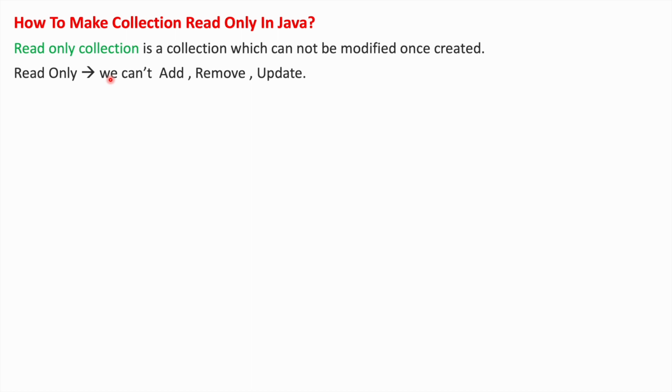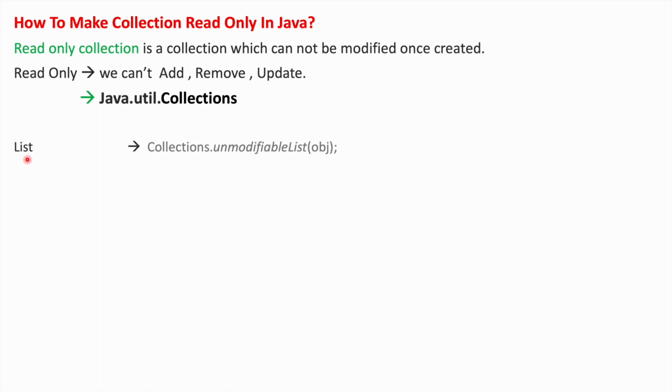Why do we need a read-only collection? To protect or restrict modifications on important data. How will we restrict modifications on any collection object? To do that, we have a class called Collections. This Collections class has several utility methods, and by using those methods, we can achieve this.